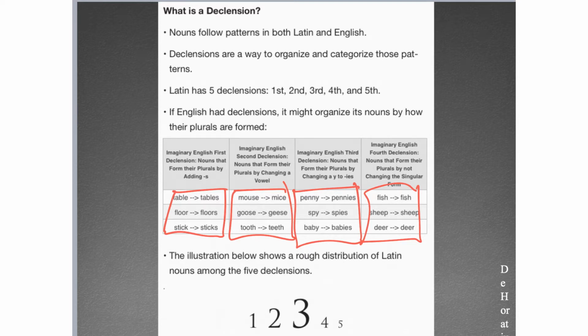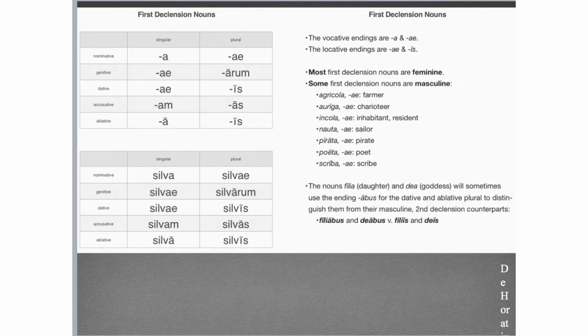In Latin, there are 5 declensions. The third is by far the biggest, the declension with the most nouns. We've learned first and second so far, and now third. These are first declension endings. Remember that they're characterized by that A.